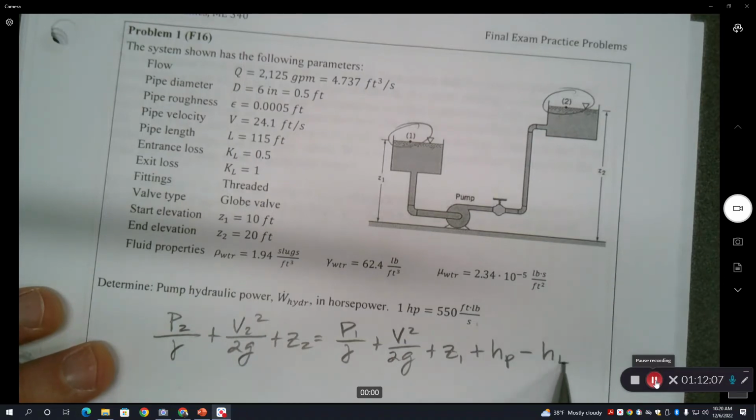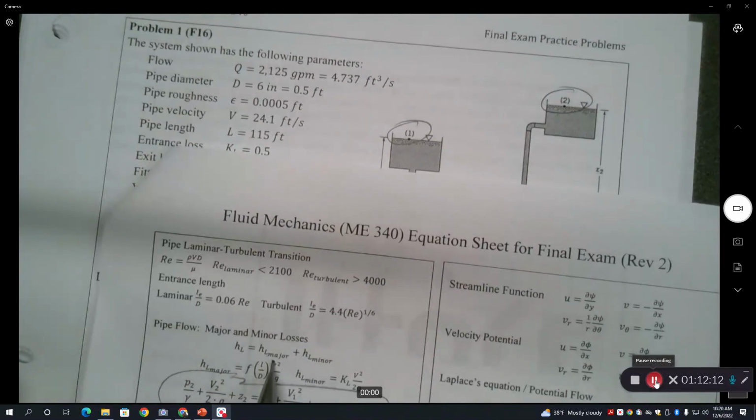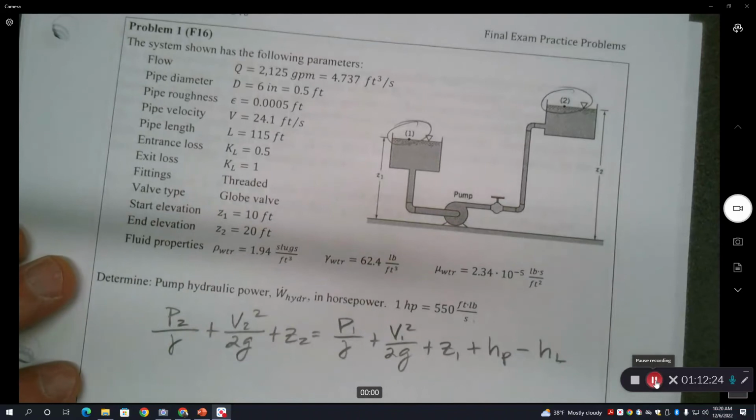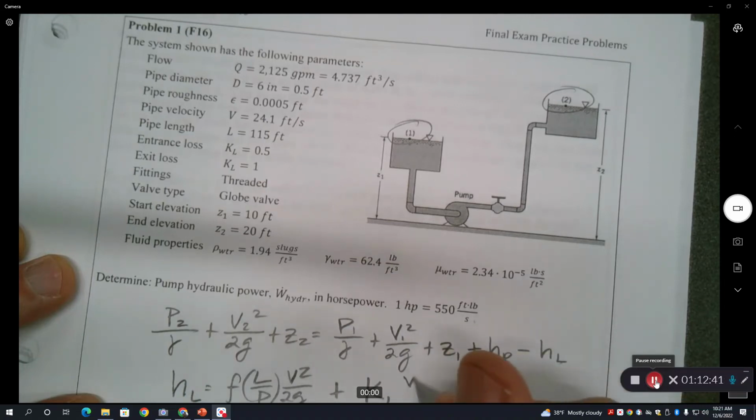The head loss is going to be broken down into two parts, right? The major and the minor. The major is f L over D, V squared over 2g, and the minor is K_L, V squared over 2g. So let me write that down: the head loss is f times L over D, V squared over 2g, plus the total K_L, V squared over 2g.